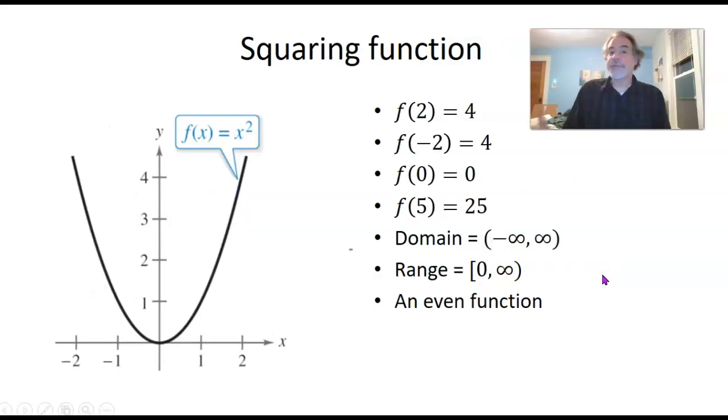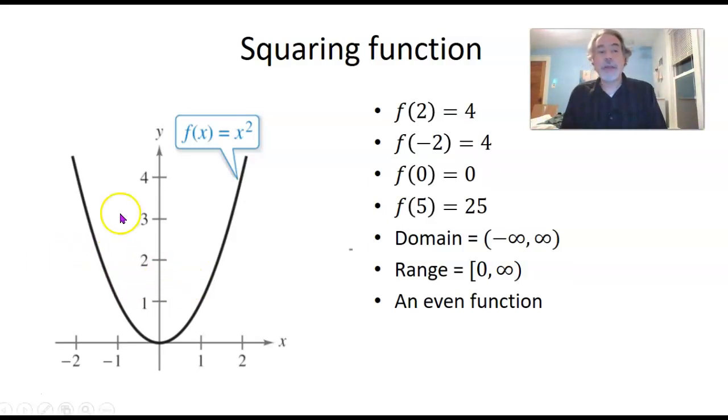The squaring function takes whatever number you give it and gives you that number squared. That is, that number times itself. So if you put in 2, f of 2 would be 2 squared, which is 4. You put in negative 2, f of negative 2 would be negative 2 squared, which is also 4. Remember, a negative times a negative comes out positive. F of 0 is 0 squared, which would be 0. F of 5 is 5 squared, which would be 25.